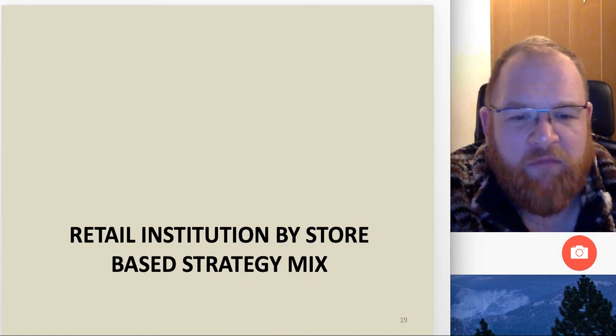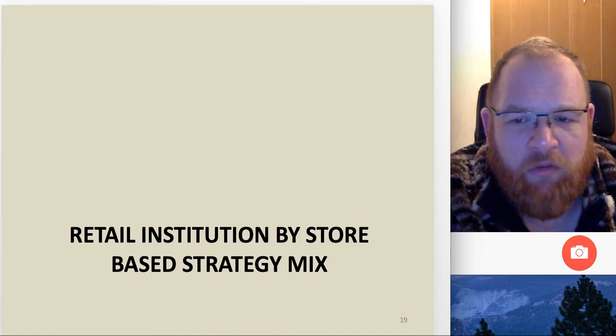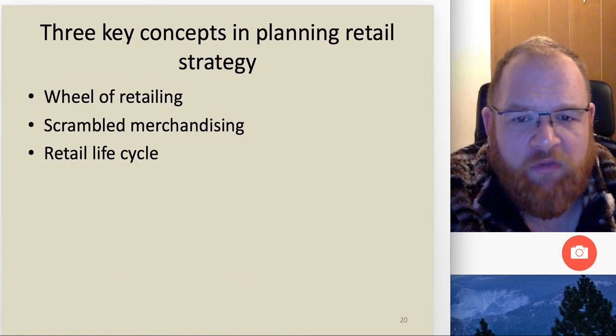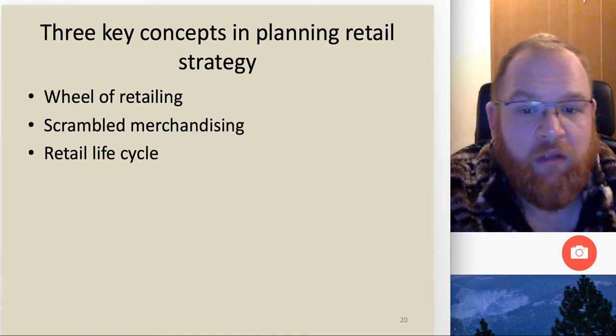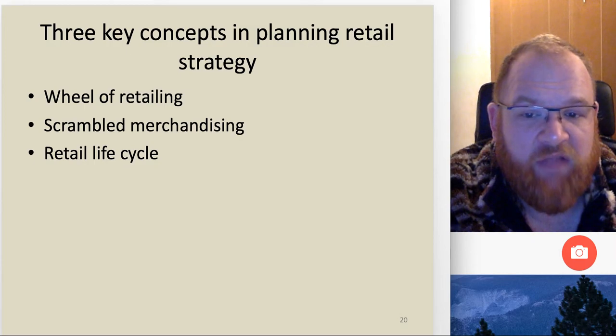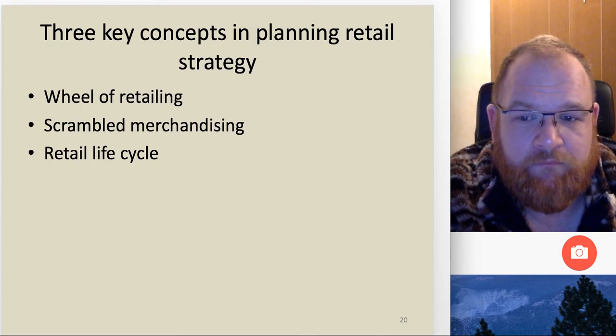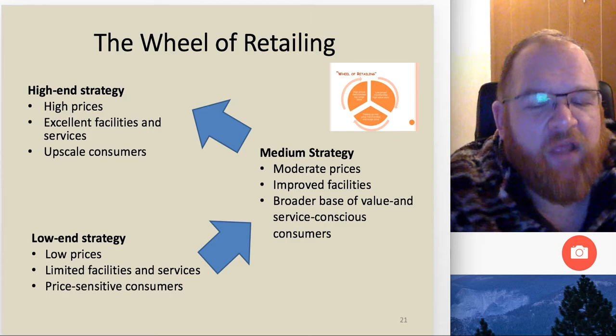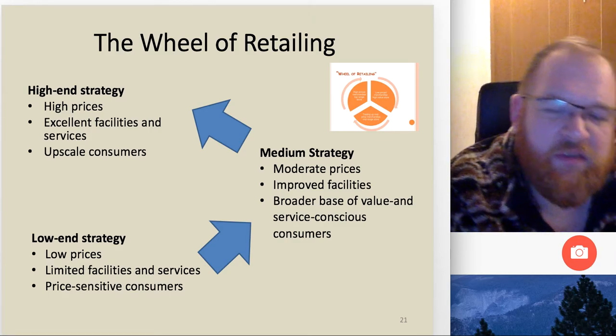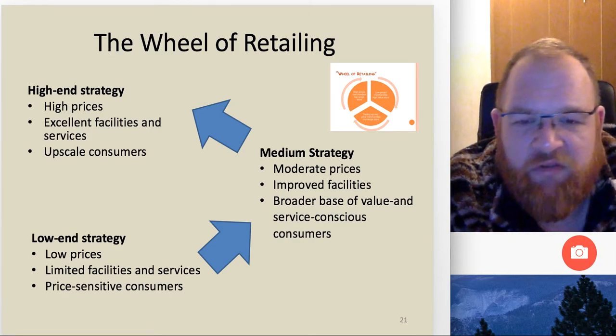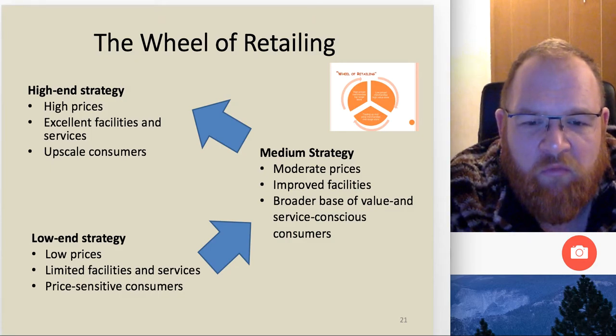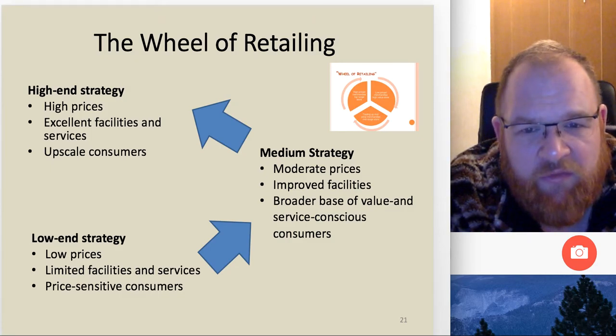So if we think about the strategy mix for the store, we're going to have a look at the wheel of retailing, scrambled merchandising, and the retail life cycle. So the wheel of retailing is a concept which talks about how different retailers can move in different marketplaces.